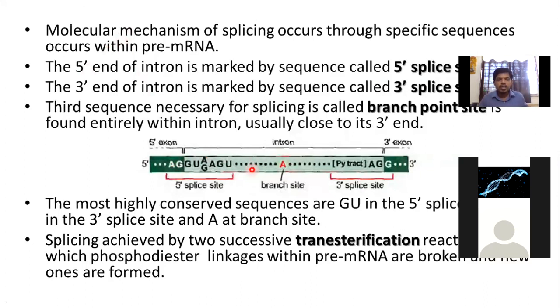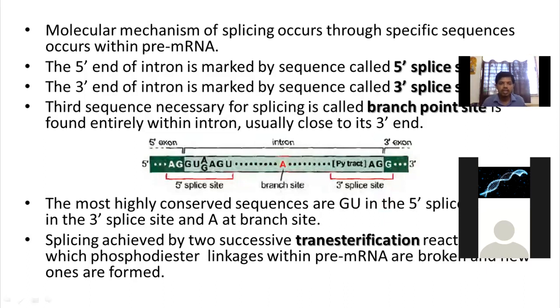In this particular picture, only part of the intron is shown. This is the intron, and this is part of the exon. So two exons are there, and in between the two exons there is an intron, and this intron should be removed from this area. So who is responsible for this removal of the intron? We will see here one by one at the molecular level.